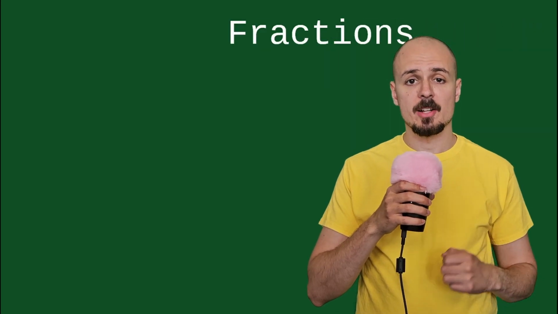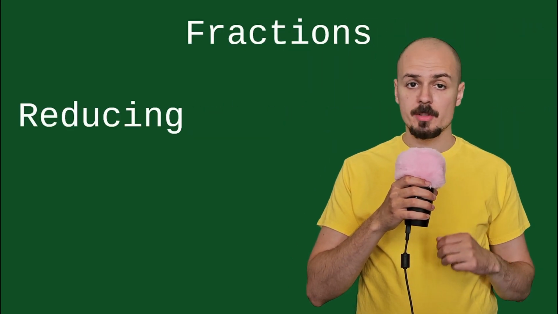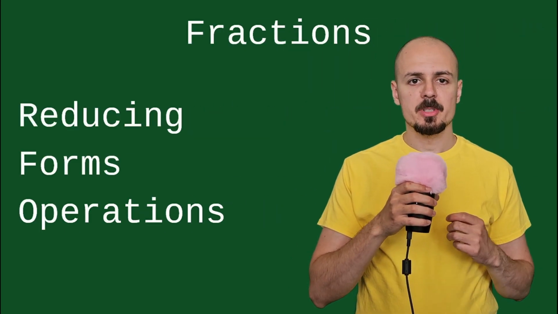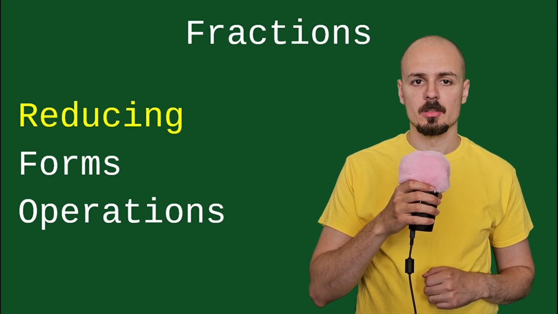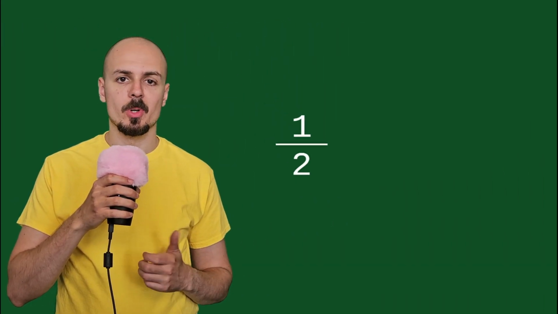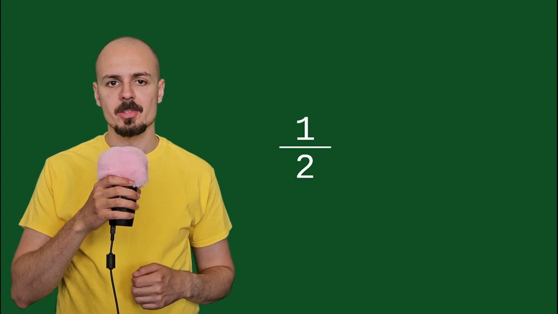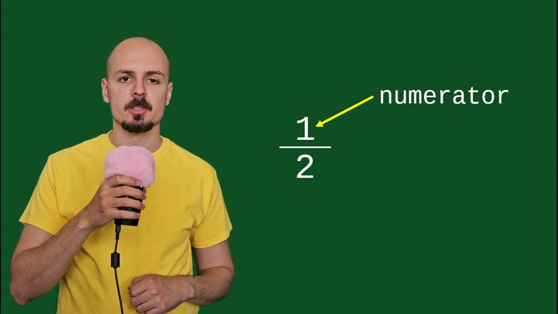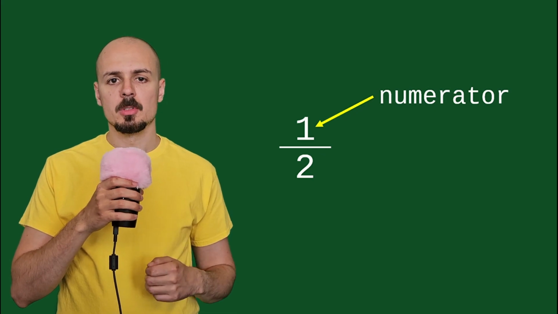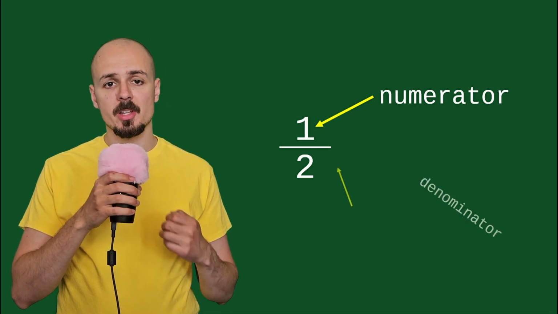Let's talk about fractions. This is the first of 3 videos covering the topic, and we'll begin with the concept of reducing. Let's say you have the fraction 1 over 2, also known as 1/2. The number on the top of this fraction, the 1 in this case, is what we call the numerator, while the number on the bottom, the 2, is known as the denominator.